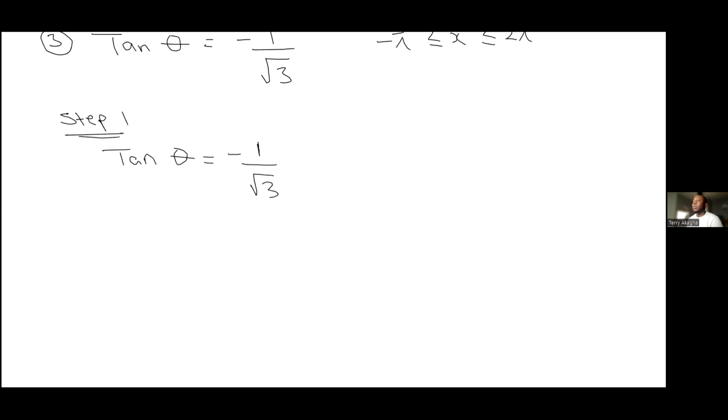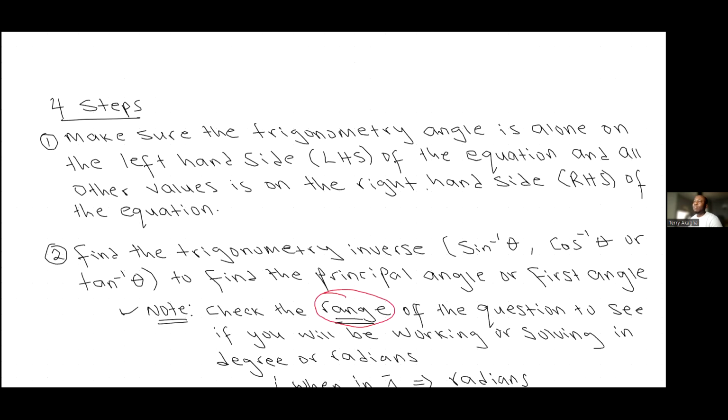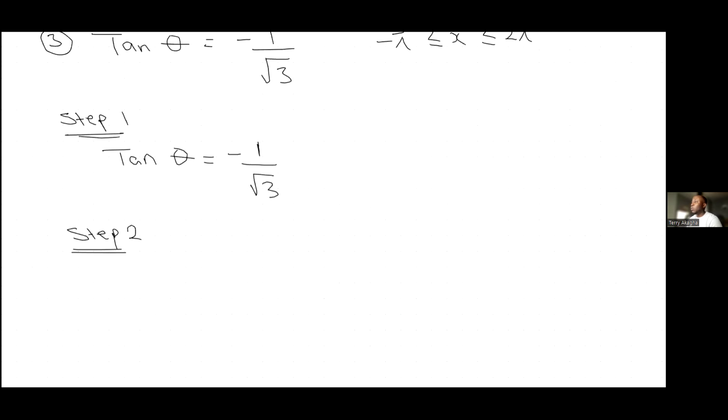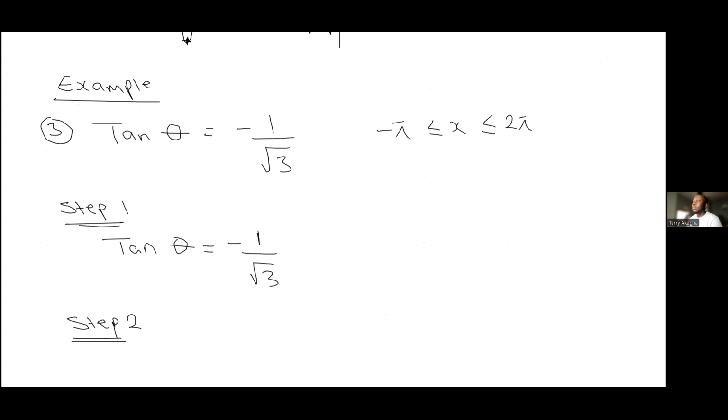Okay? Now, what is step 2? Let's have a look. Step 2 says we need to find the trigonometry inverse, and we need to check the range to see if it's in degrees or radians. If you go back and look at the range, you will notice that the range, like I told you, is in pi. Because it's in pi, we need to work in radians. Are you seeing it? So they want you to work in radians.